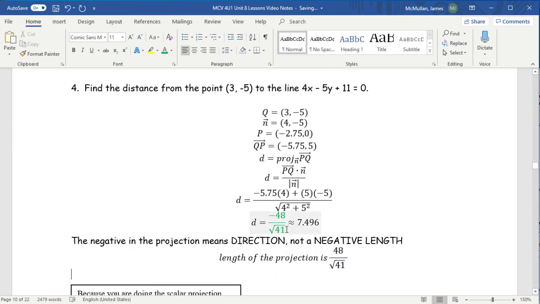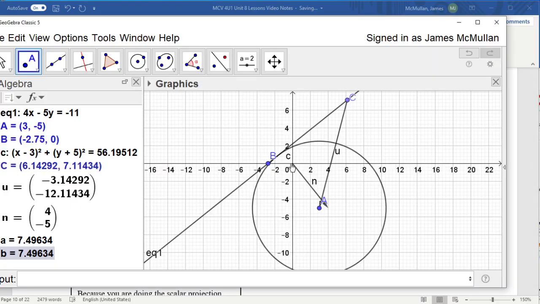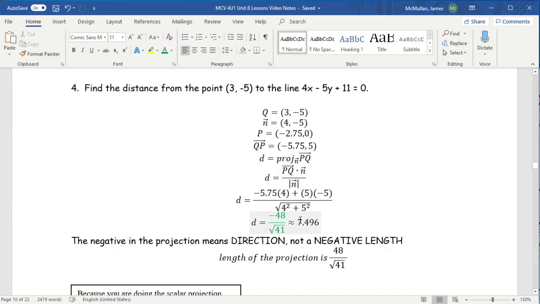It just means a negative just tells you that it points the other way than the normal. So, like, think about it. The normal here, the point I picked, which is the point B here, I did P to Q, and then projected that, and that would cast a shadow in the opposite direction. So I guess I should have gone through this a little more carefully. I shouldn't have done QP. I should have done PQ, but whatever.